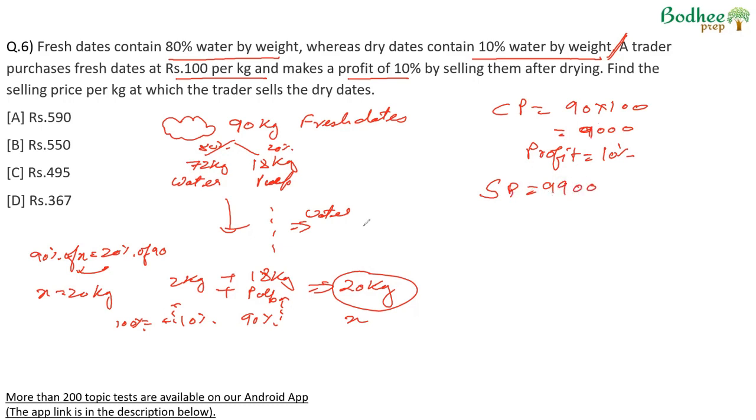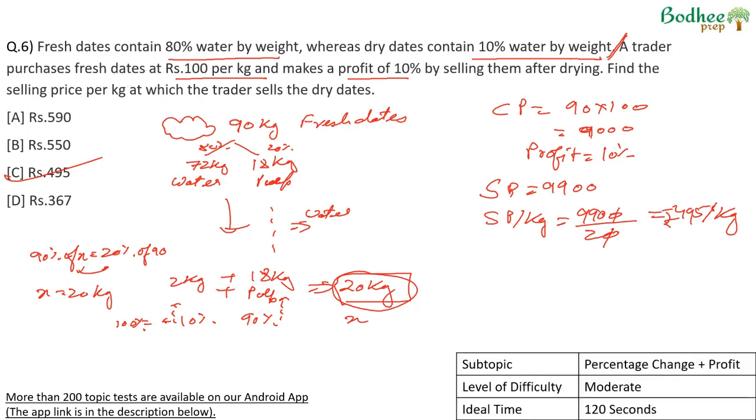Now this selling price will be for 20 kgs, because when he's selling, he just has 20 kgs to sell. And therefore the selling price per kg has to be 9900 upon 20, amount upon weight, which is 990 upon 2, which will be 495 rupees per kg. What should be the selling price at which the trader should sell the dry dates? He should sell it at 495 rupees per kg, which will lead to a 10% profit.